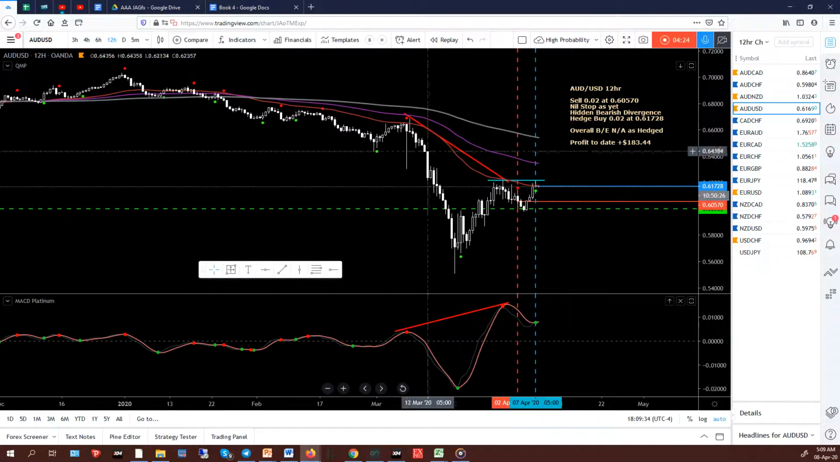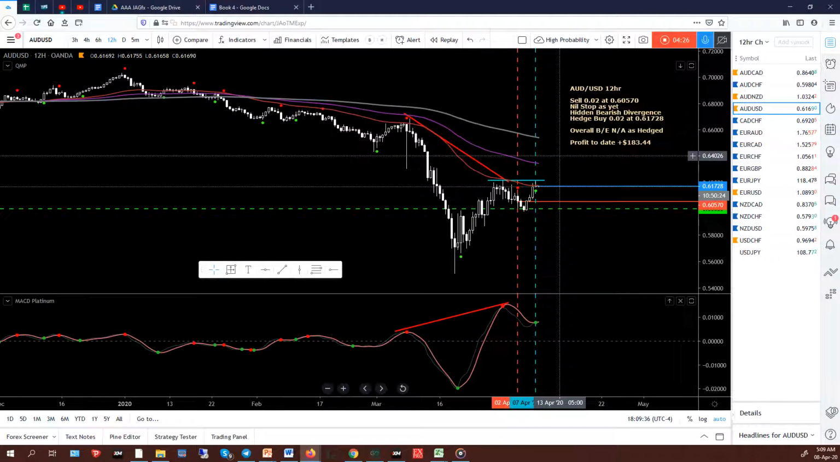The trend's down. There's hidden bearish divergence. As again, you can pause the video, read my notes. But there's a theme there. The Aussies are all gone against me, so no big deal.